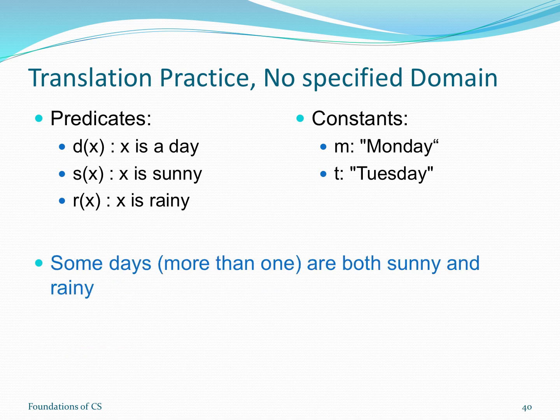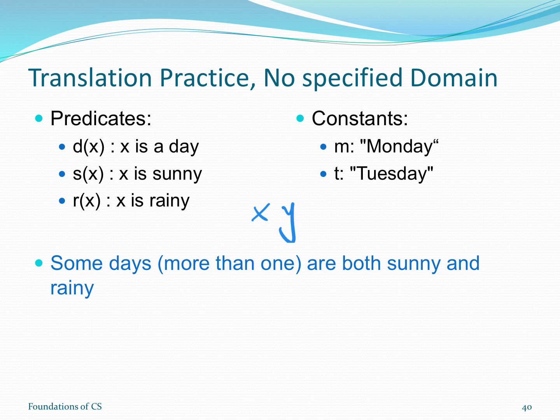Okay, so let's do this one. Some days, and I said more than one, are both sunny and rainy. So we're in the there exists territory, right? Some days, but it's got to be more than one. So maybe we're going to talk about day X and day Y. And we definitely have to have X does not equal Y.